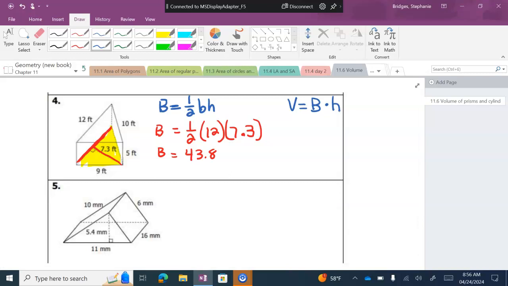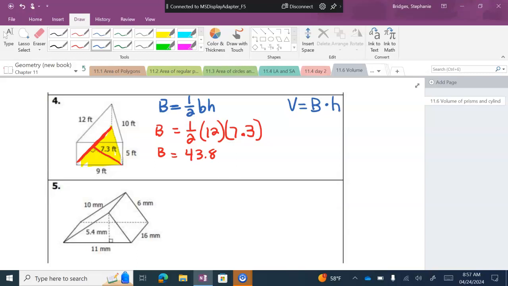Now, the height of my prism is how far it is between the two bases. I have a triangle on the bottom. I have a triangle on the top. How far is it telling me the distance is between the two? Look at your picture. We have a triangle on the bottom. We haven't used 9, we haven't used 10, and we haven't used 5. Which one of these is the distance between this top triangle and the bottom triangle? 5. Okay, this is the distance between my two bases.